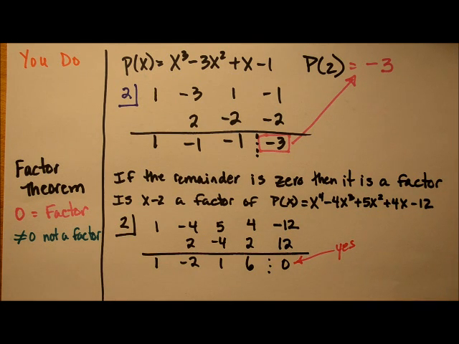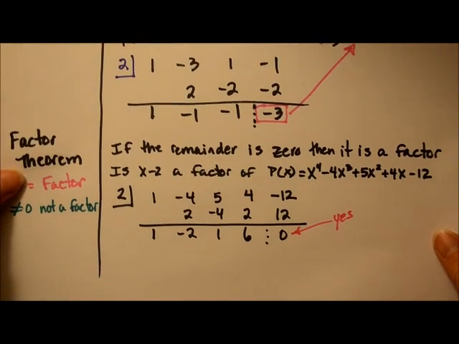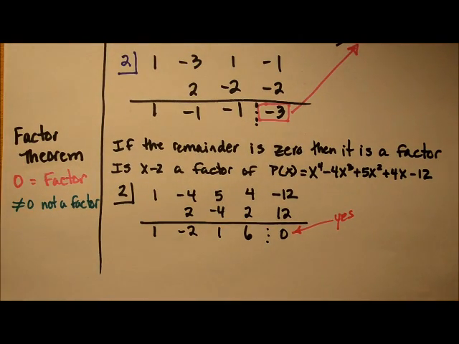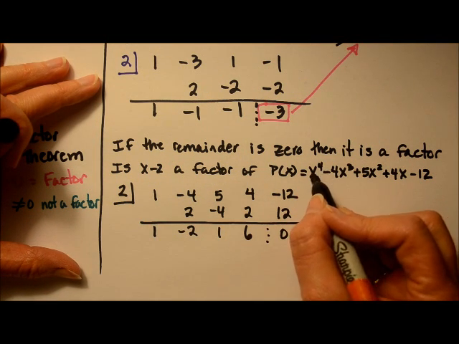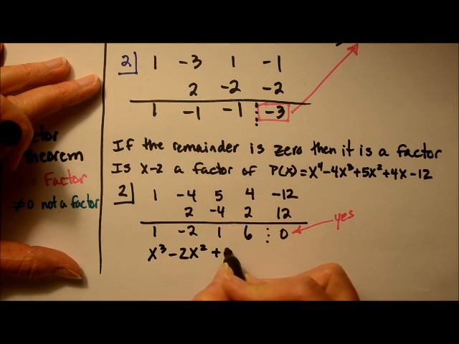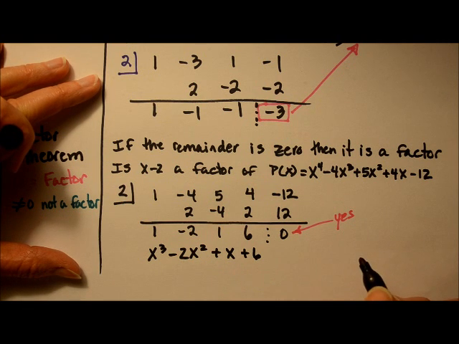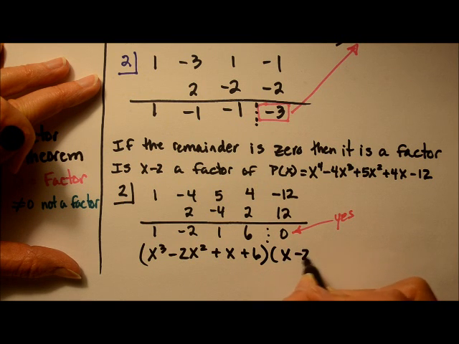And what this means is it has no remainder, so this should really make sense to you that it's a factor, because what we would end up with, look, x to the fourth, I'm going to go x cubed. So x cubed minus 2x squared plus x plus 6. There's no remainder, right? So if I were to take this and multiply it by x minus 2, I would get my original. There's no remainder, therefore it is a factor.